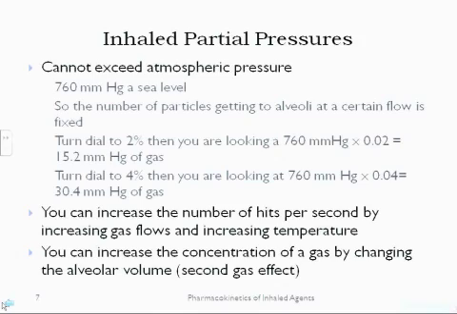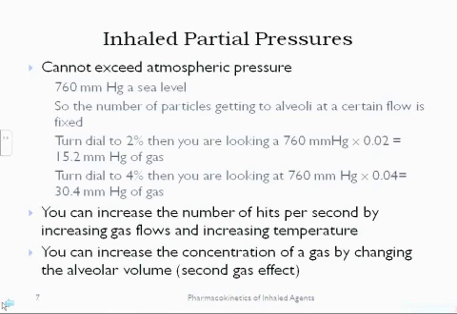If I give you an example here, let's say we take the dial and put it at 2%, and you're looking at 760 millimeters of mercury. That means at 2% the maximum partial pressure of gas we're going to get is basically 15.2 millimeters of mercury. If we turn the dial to 4%, then you're looking at up to double that, 30 millimeters of mercury of gas that you can deliver to that patient. And that's literally what you're delivering when you start talking about percentages.